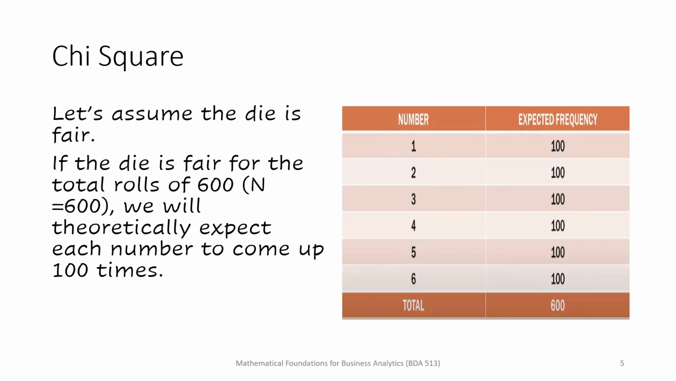Do you agree with this assertion? Yes, Nana. Okay, all right. So if the die is fair, then we are expecting a frequency of 100 each.